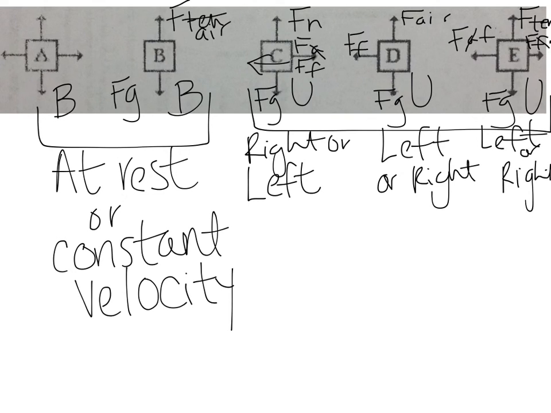So all of these diagrams can go left or right. The first two can also go up or down or be at rest. So A, B, C, D, and E can all move in the left or right direction. To really know which way you're going to go, you're going to need more information than what we're given in these basic diagrams. So I hope that explains number 9 on your study guide.